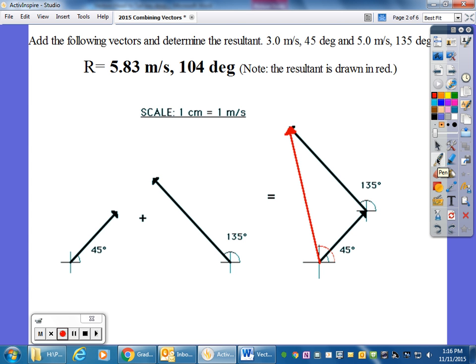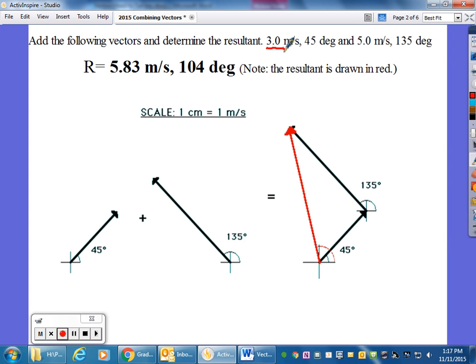We did this on your notes. A scale is something that takes the numbers that they give you. So here's the vectors that they give you. They give you a vector that is 3.0 meters per second and another vector that is 5 meters per second. And I need to convert that number into some amount of centimeters, which will fit on my paper in the boxes that I have given you.